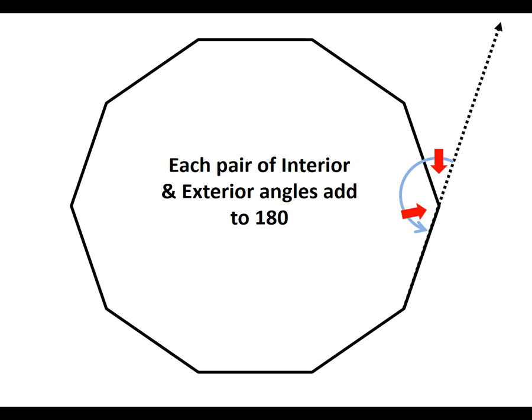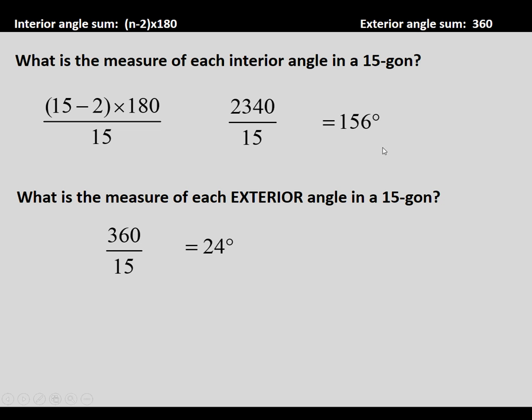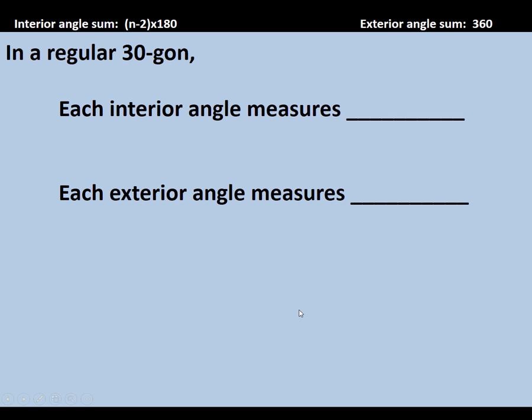Now, I want to remind you of a weird shortcut that's going to help us with a hard problem. An interior angle and an exterior angle are supposed to add to 180 if they're next to each other. But in a regular polygon, they're all the same. So any interior angle and any exterior angle would add to 180. So you should know that these two angles, the interior and the exterior, add to 180. If you found one of them, you could find the other one by simply subtracting that from 180.